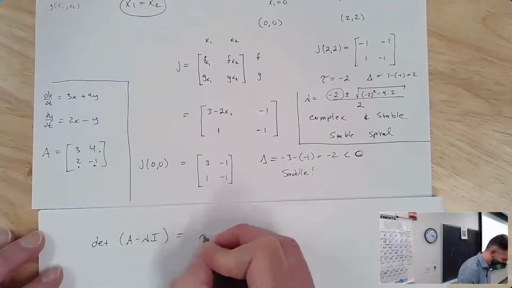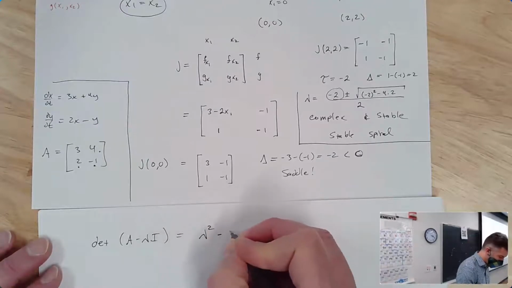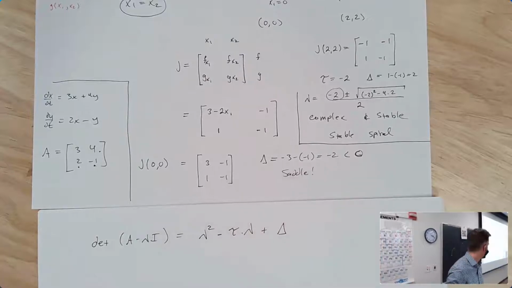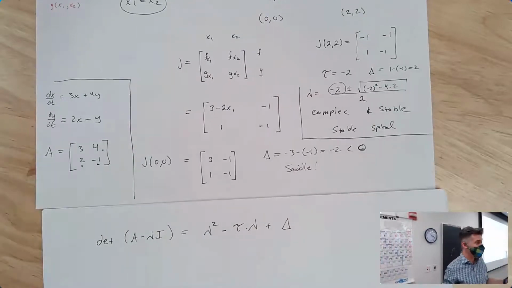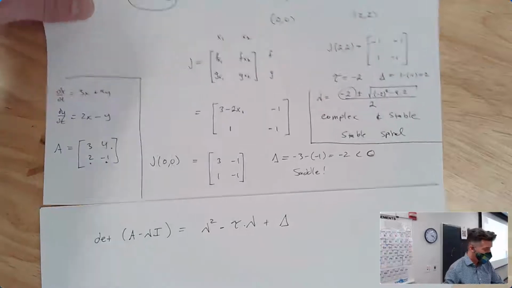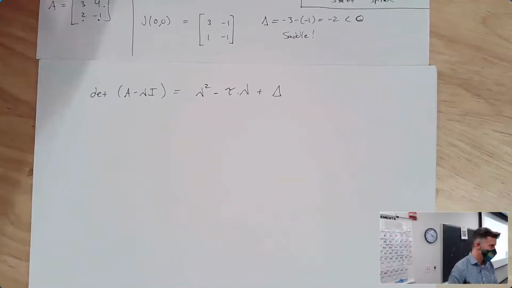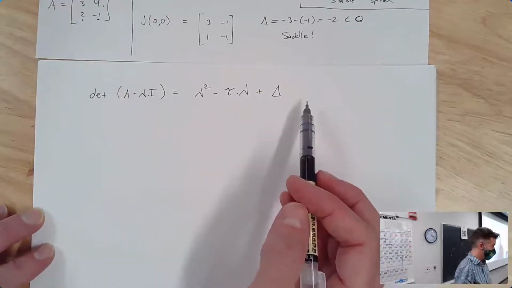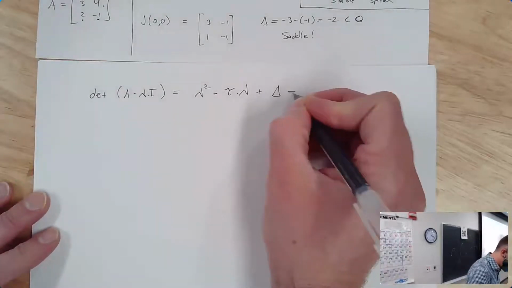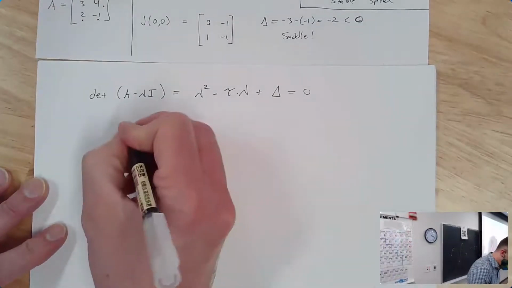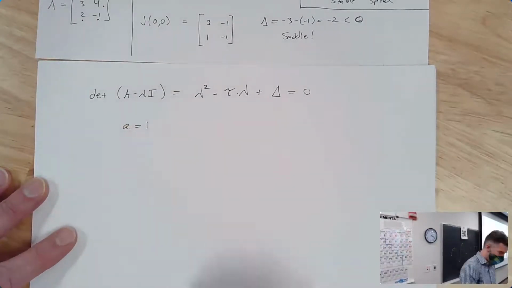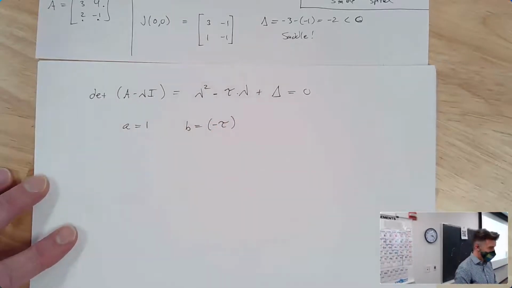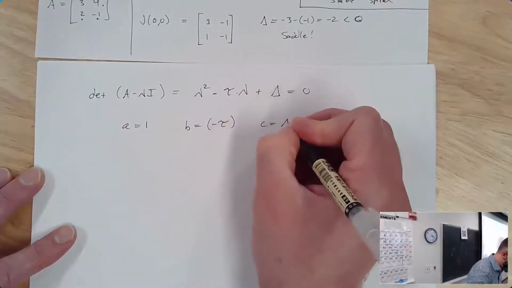You get lambda squared minus the trace times lambda plus the determinant. That is, at least for a 2x2 matrix, every single time. This is called the characteristic polynomial. That's what this is always equal to. So if you're trying to solve this equal to 0, your A value is 1, your B value is negative the trace, and your C value is the determinant.